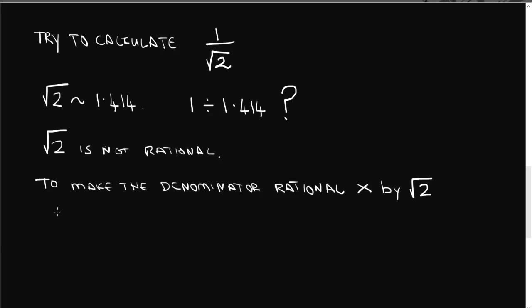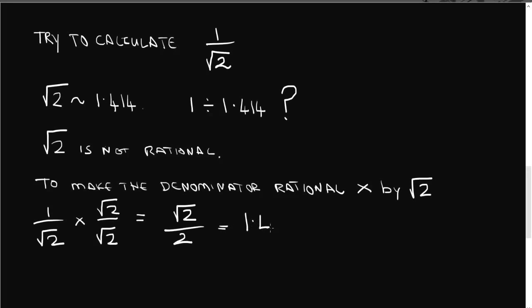But if we multiply the denominator by root 2, we've also got to multiply the numerator by root 2. So we multiply the denominator by root 2, just 2, that's nice, and then multiply the top by root 2 as well. So we haven't changed the number, we've multiplied by 1. And that equals 1 times root 2 is root 2. Root 2 times root 2 is 2. So we get root 2 over 2, which is 1.414 divided by 2, which we can then do quite easily. We get 0.707.